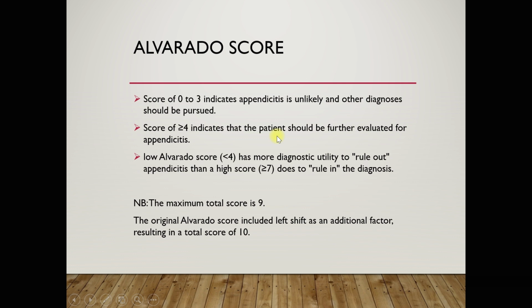A score above 7 is highly likely appendicitis. The maximum total score is 9. Previously, the score was out of 10. Now left shift is removed. The original Alvarado score includes left shift as an additional factor, resulting in a total score of 10. Now it is modified and the total score is out of 9.